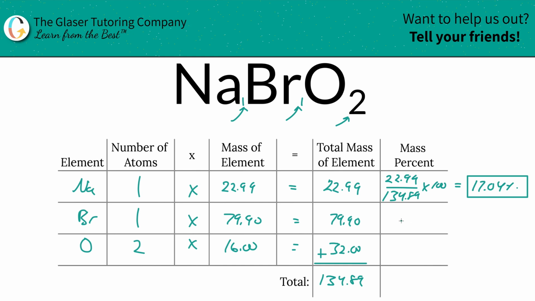And we're going to do the same thing for bromine. Take the total mass of the bromine here, 79.90, divided by the total mass of the entire compound, 134.89, multiply it by 100, and you get a percentage here, roughly 59.23%. And that should be the largest percentage because it had the largest total mass of the entire compound. And then oxygen here, we're going to do 32.